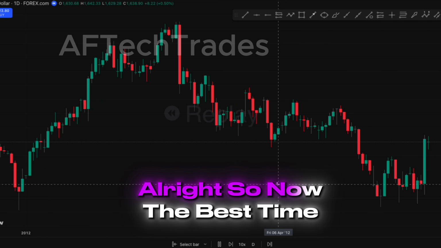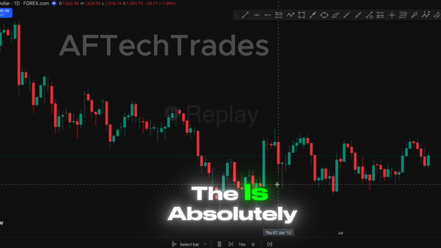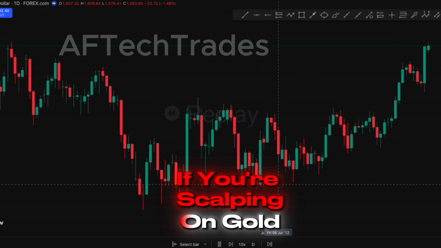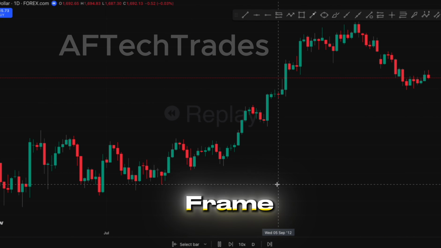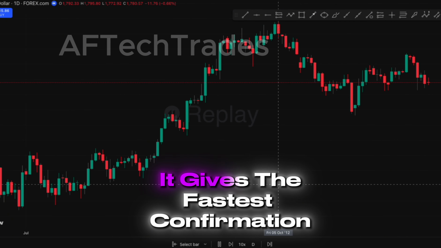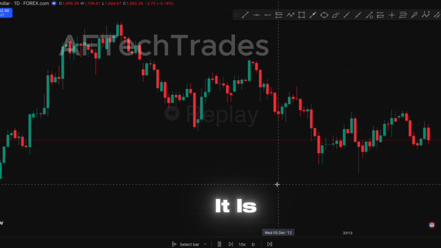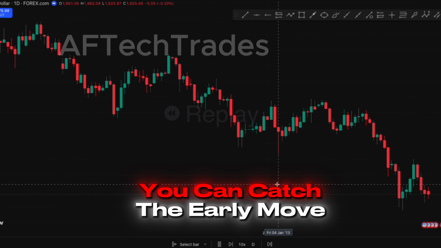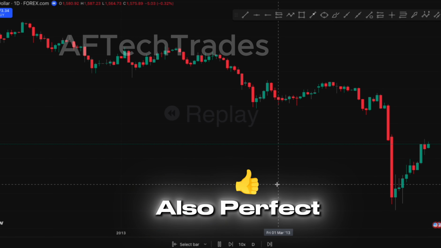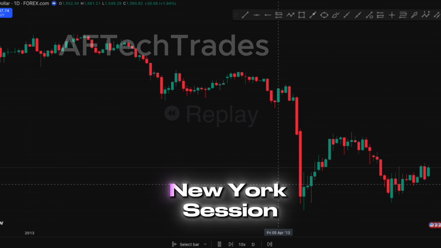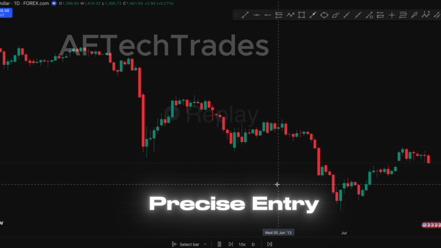Right. So now the best time frame for entries is absolutely 1 minute if you are scalping gold. The best time frame is the 1 minute time frame. Why is that? It gives the fastest confirmation. You see the market structure as it is. You can catch the early move before the breakout. And it's also perfect for the London and New York sessions. This is where you get your precise entry.